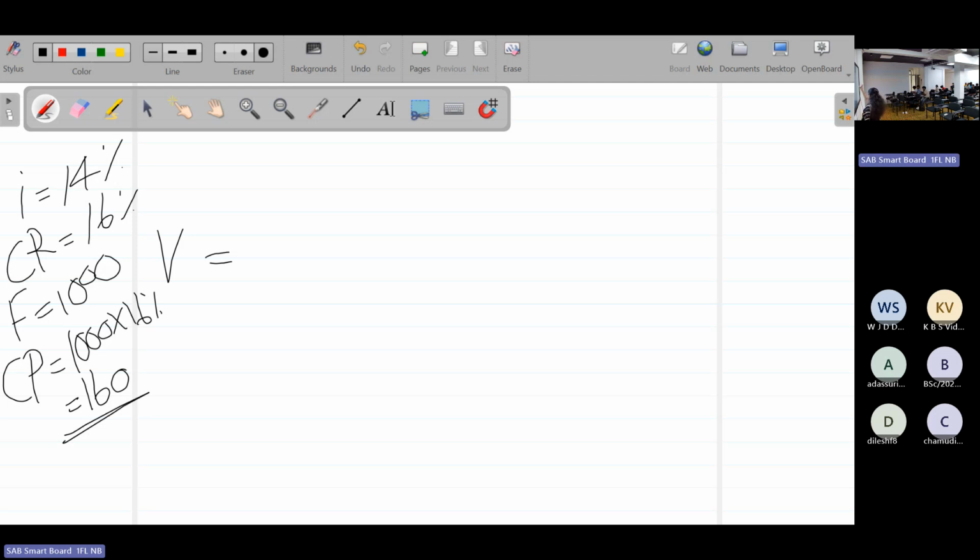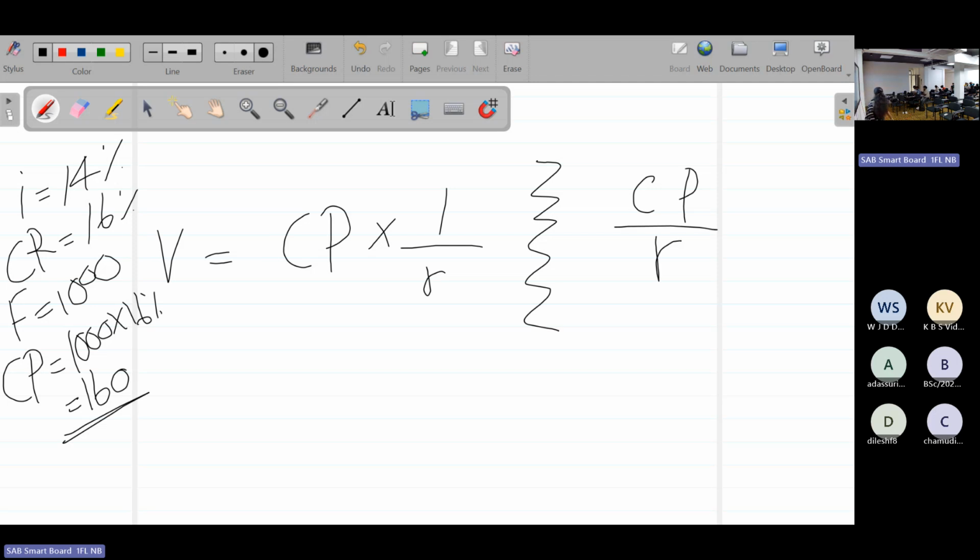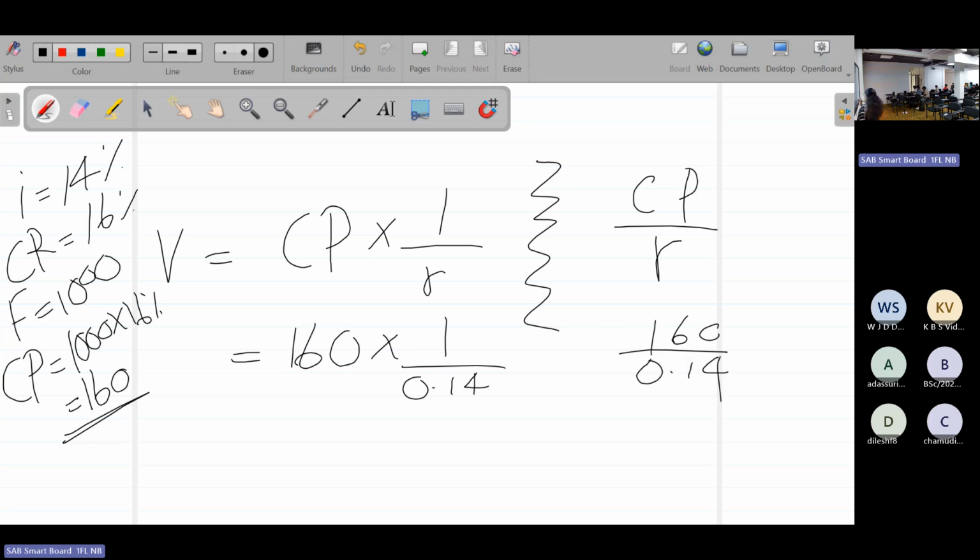Okay. How can you value this type of bond? Coupon payment multiplied by 1 over R, or else coupon payment divided by the required rate of return. Coupon payment 160 multiplied by 1 over R, that is 0.14. 160 divided by 0.14. What's the value there?